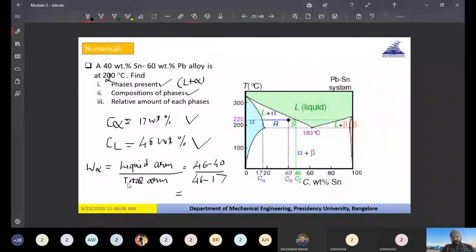Similarly, when you want to find the amount of liquid phase, you take the solid arm divided by the total arm. Now I request Anil H to find out the amount of liquid phase. How can you find the amount of liquid phase? Yes, tell me. Just tell me the value, the weight fraction of liquid phase. Yes, Anil.